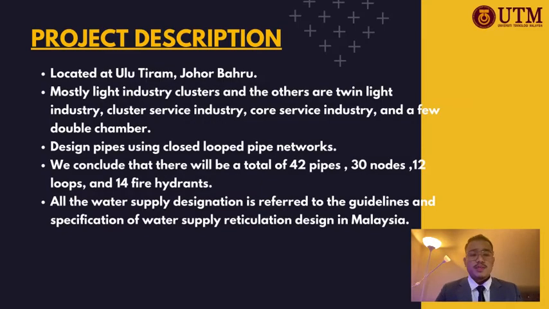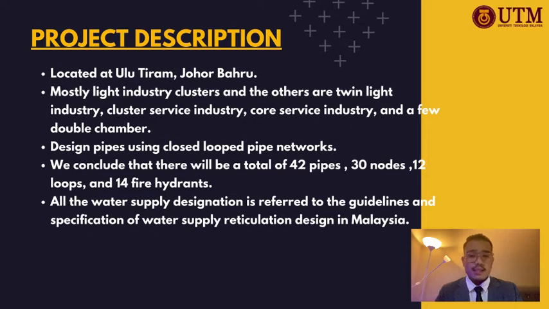For the project description, this project is located at Ulu Tiram, Johor Bahru. They are mostly light industry cluster and the others are twin light industry, cluster service industry, core service industry, and a few double chamber. We decided to design the pipe using closed loop pipe network. After we decide, we conclude that there will be a total of 42 pipes, 30 nodes, 12 loops, and 40 fire hydrants.